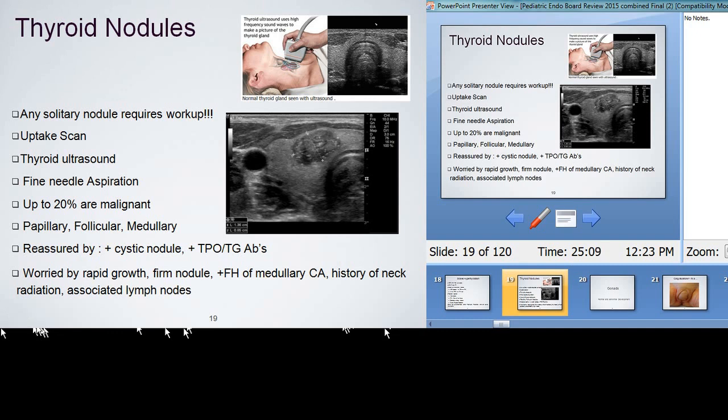If you have positive antibodies like TPO or thyroglobulin antibodies, it's more likely to be benign because patients with Hashimoto's thyroiditis tend to get multiple nodules in the thyroid, and if you have multiple small nodules, it's usually not a problem. But if it's growing quickly, if it's a firm nodule, if you have a family history of medullary thyroid cancer, if you have history of neck radiation, if you have associated enlarged lymph nodes, that's usually a bad sign. All right, we're done with thyroid.